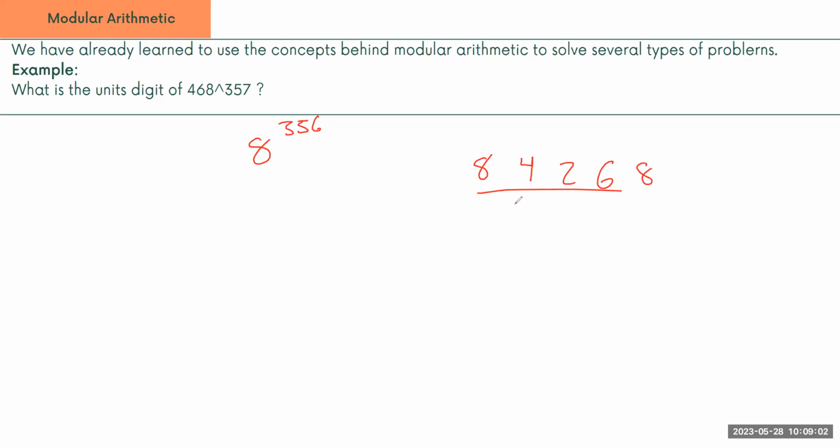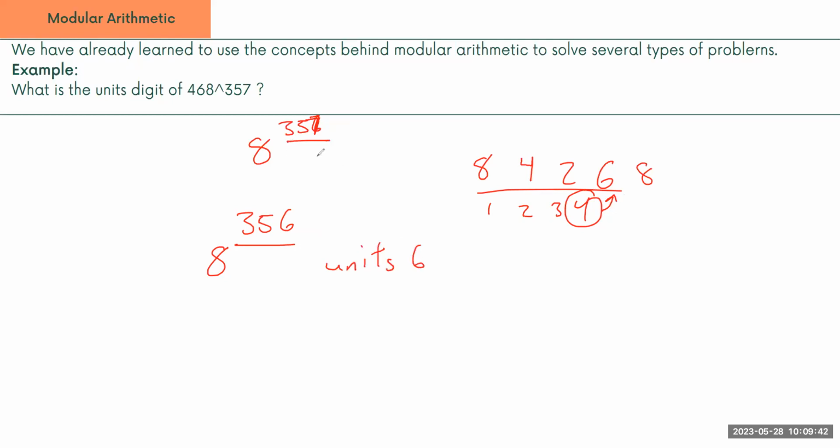So if we want the units digit of this number, all we have to do is calculate the remainder when the exponent is divided by 4. We know 356 is a multiple of 4, and all multiples of 4 are going to have 6 as their units digit. So 8 to the power of 356 is going to have a units digit of 6.